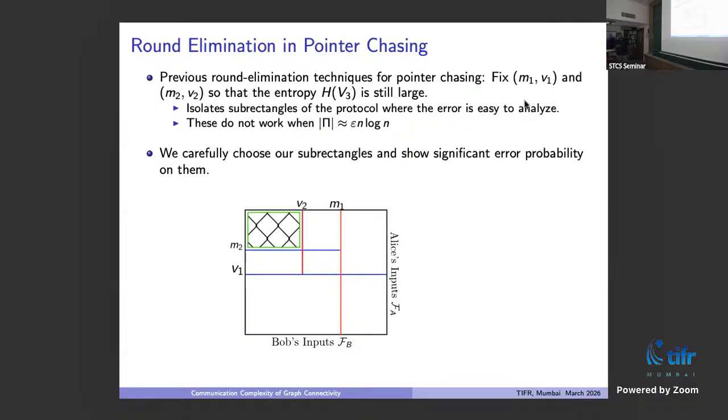Typically, if you thought of it, there was no reason to fix V1 and V2. One could have directly analyzed the subrectangle formed by M1 and M2 and tried to bound the error in that. But fixing V1 and V2 gives you some handle on how to bound the error. But just fixing V1 and V2 for us does not work, and we'll have to do something slightly different, especially when you're communicating epsilon log n bits.